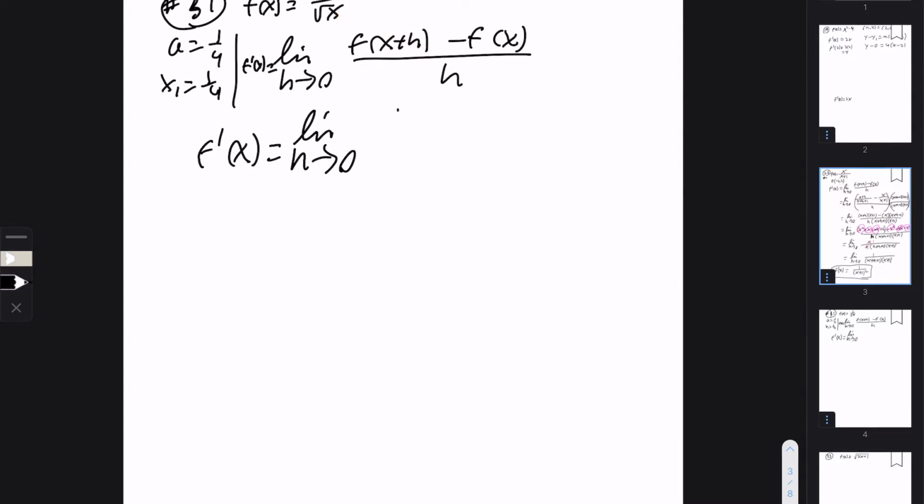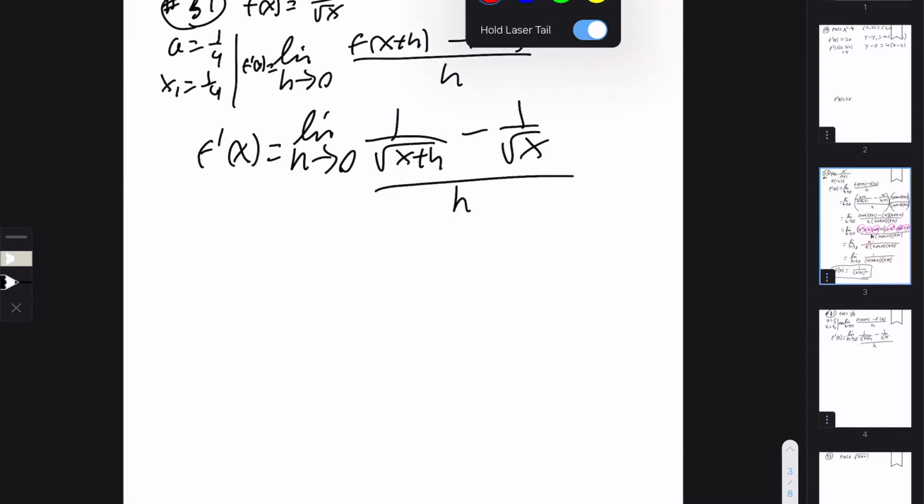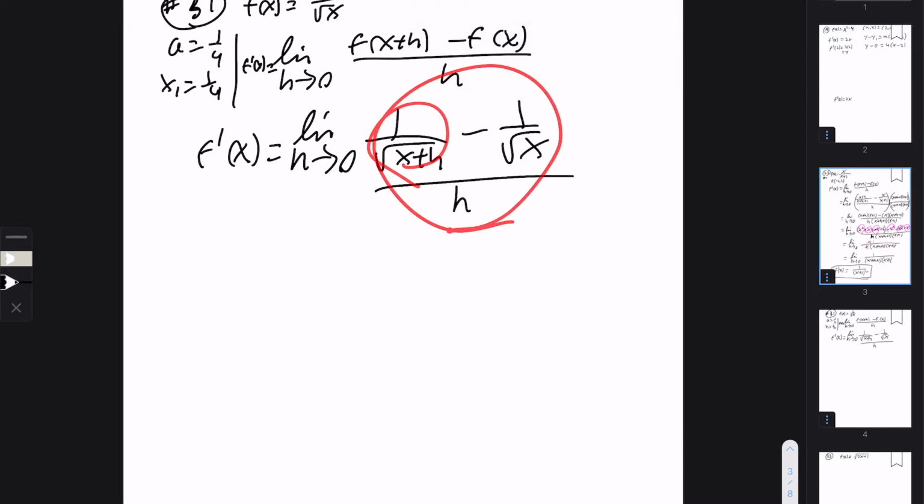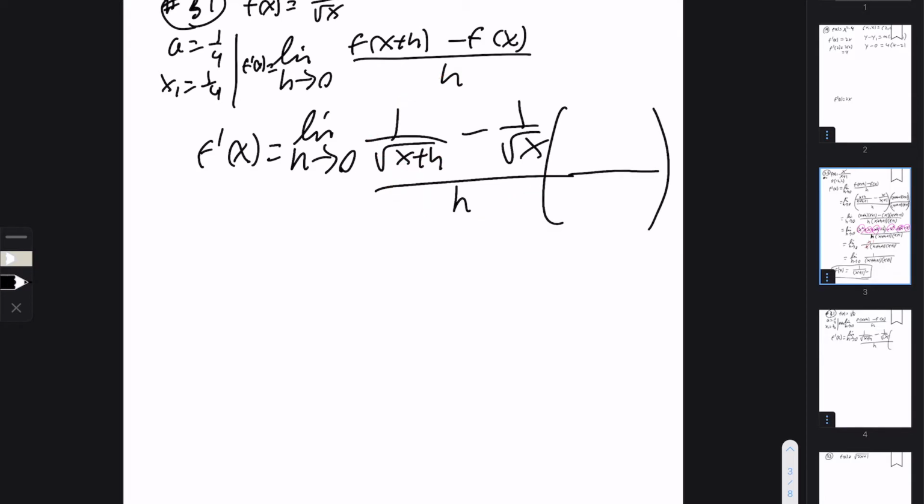That's easy. 1 over radical x plus h minus the original function, which is just 1 over radical x over h. The problem here, I don't like when we have a fraction inside of another fraction. I get rid of it by multiplying by 1, and that's going to be the common denominator.